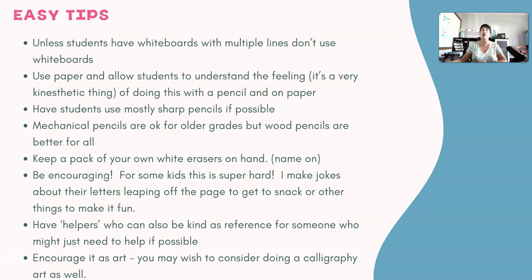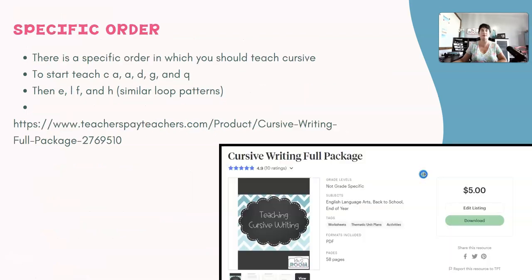Have helpers who can also be kind, and kind is so key, as a reference for someone who might just need help if possible. So maybe they just don't remember how to make that loop on the K. Have a helper that can show them. And encourage it as art. And again, you might wish to consider doing another calligraphy art, because it really does help students if they see it not as one long stroke to make the letter, but as a series of careful, short moves, kind of like sketching.